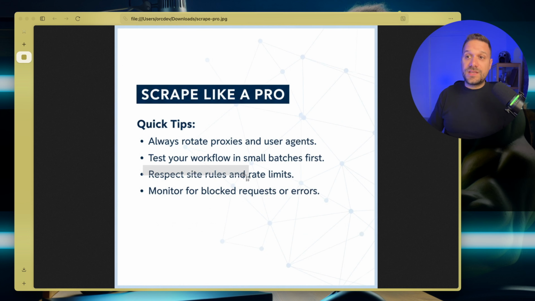And respect site rules and rate limits. When I say this, I mean from your side. So check out the rules and everything and set up the proxies in that way that works with those rules. And the fourth, final one is monitor for blocked requests or errors. Put some logging inside of your system so you know when something happens, like it can send you an email or something. That would be really good.